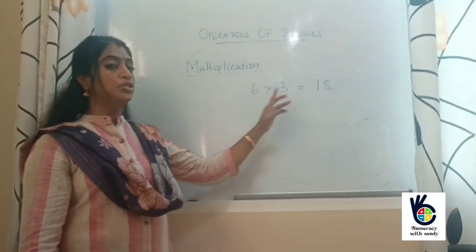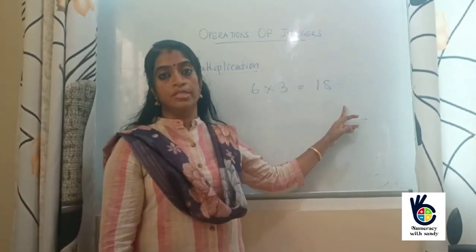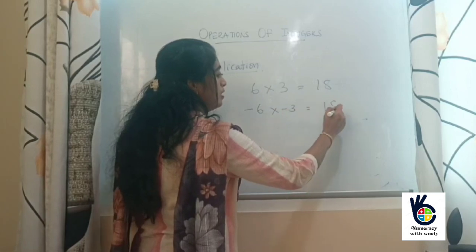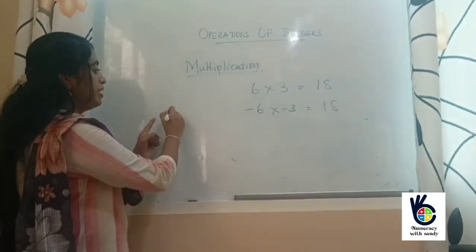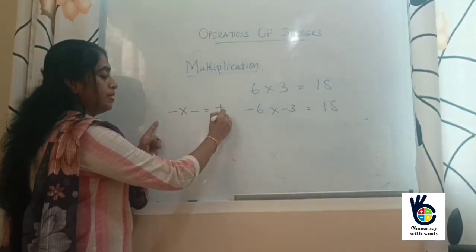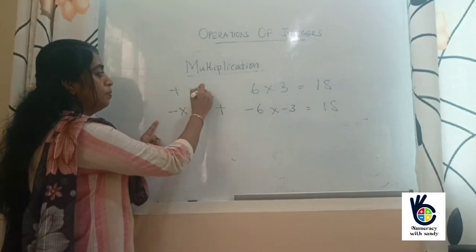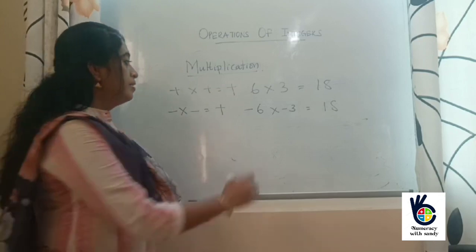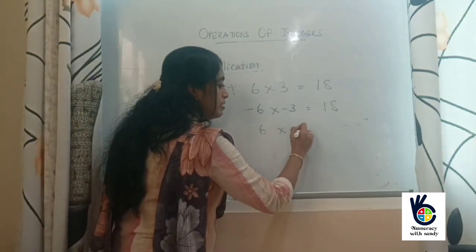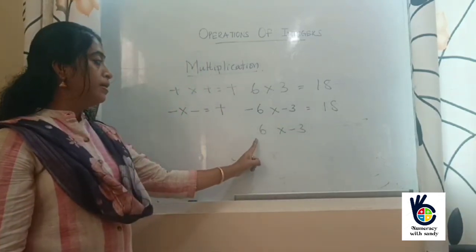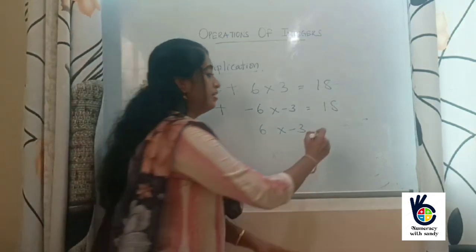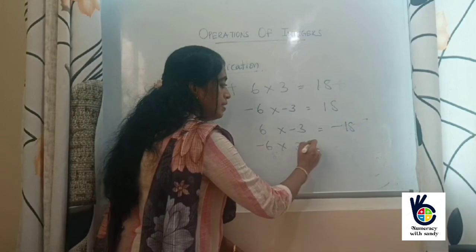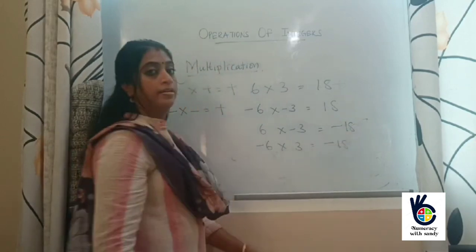When we are multiplying two positive integers, the result is positive. And when we are multiplying two negative integers, the result is also positive. That means minus into minus is plus. Plus into plus is plus. Minus into minus is also plus. Then plus 6 and minus 3. When we are multiplying a positive integer and a negative integer, the result is negative. Minus 6 and plus 3, the result is also negative.